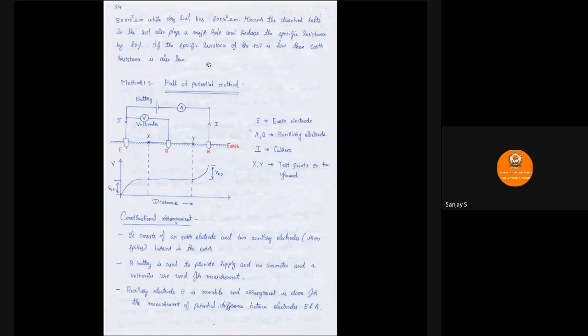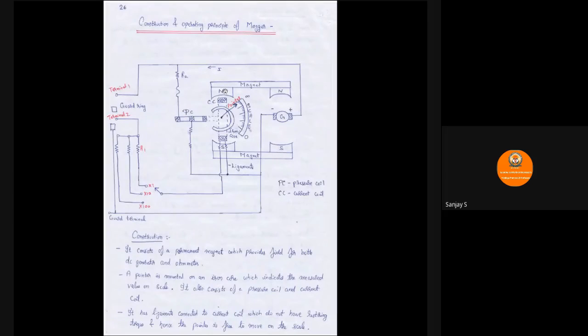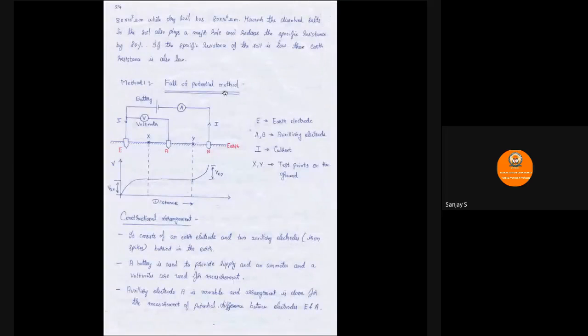Now here we will be seeing two methods for measuring this earth resistance. First method is fall of potential method. Second one is by using the instrument Megger. So in today's session, let us see fall of potential method, and further we'll be continuing in the next class.